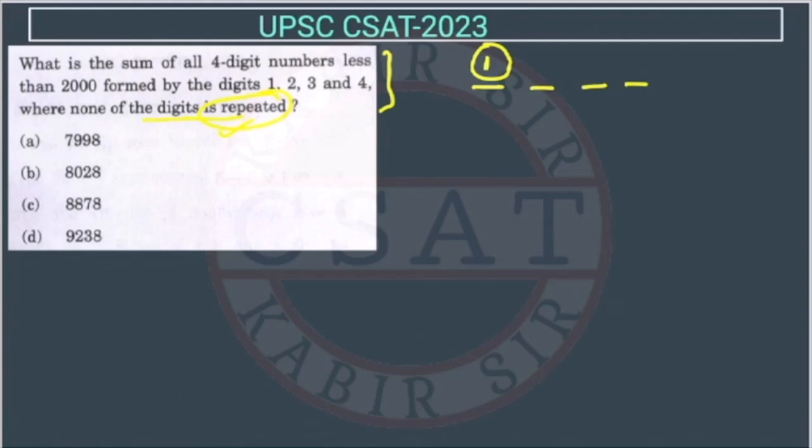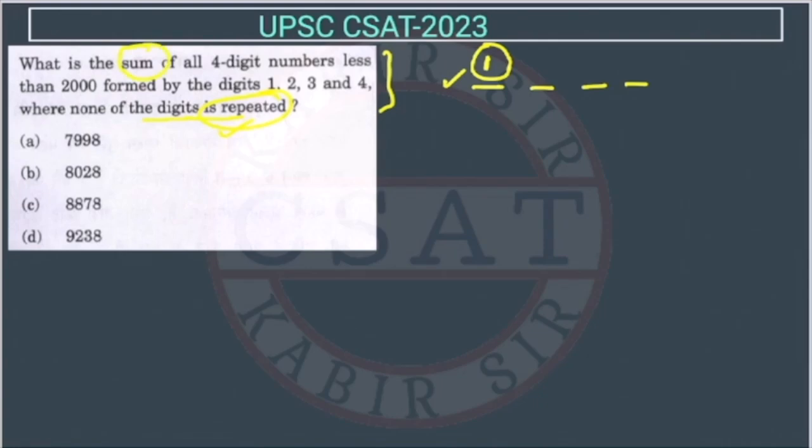So here what will come? The 1 will come on this place, right? Then only the number will be less than 2000. Otherwise, it will become greater than 2000. Okay, so this is fixed. So in the remaining places, we have to arrange three numbers, right? Through permutation we can do it, but here we have to find the summation of all these numbers, so we have to write all those numbers, right?